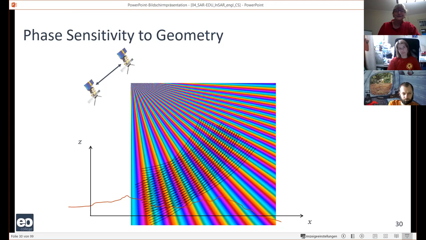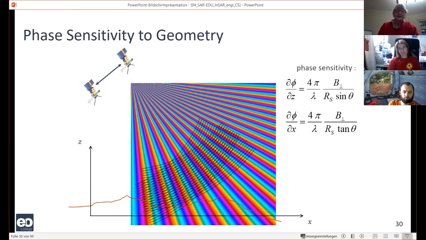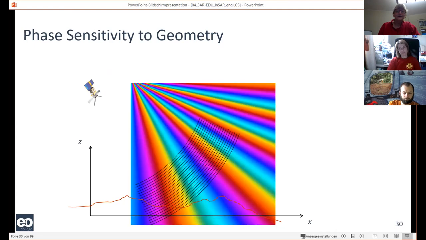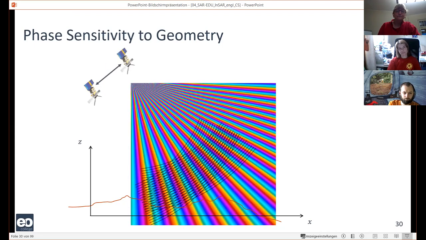It's also a nice presentation. So closer baseline, the two satellites are closer to each other, larger baseline. And again, we see nicely how the fringes move apart with the increasing incidence angle.